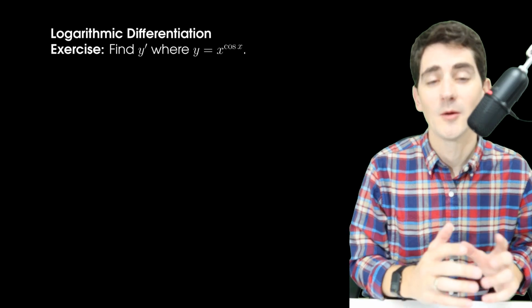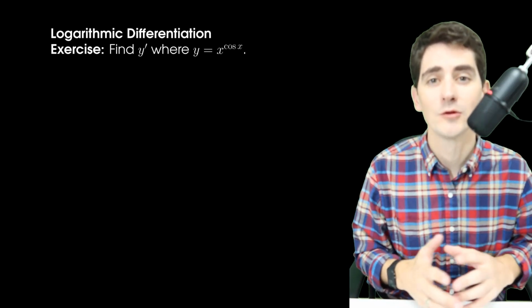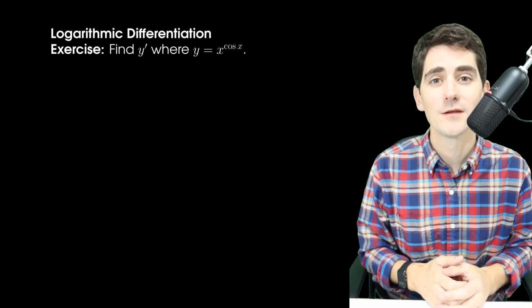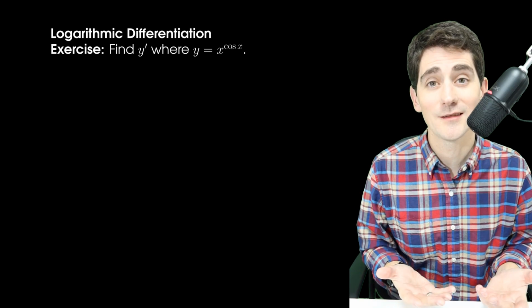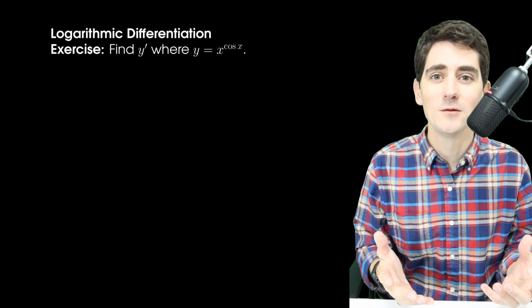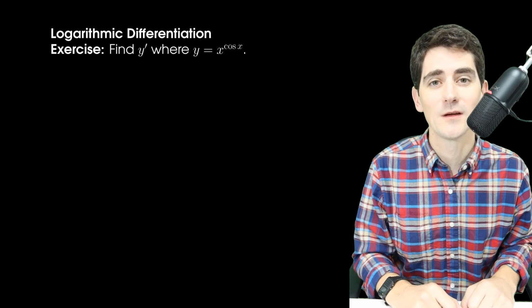So now you're feeling pretty good about power rule, chain, product, and quotient rule, and you can take the derivatives of most functions. And then you encounter something like this: x to the cosine x power. How do I do this? We need a new technique called logarithmic differentiation.